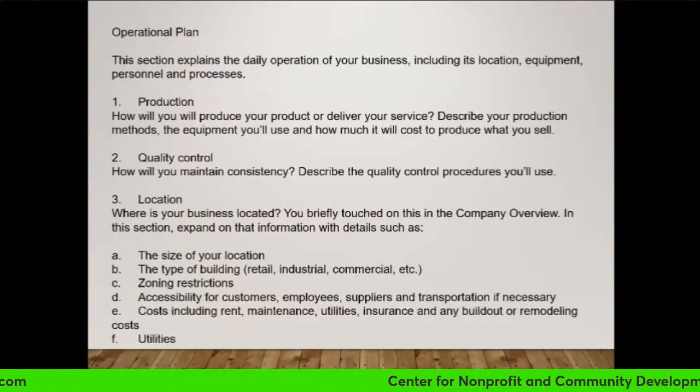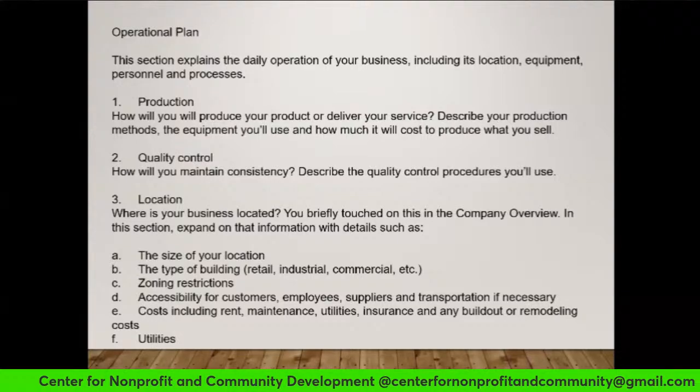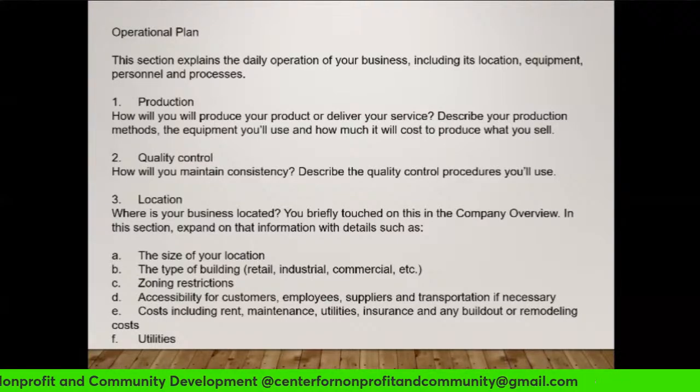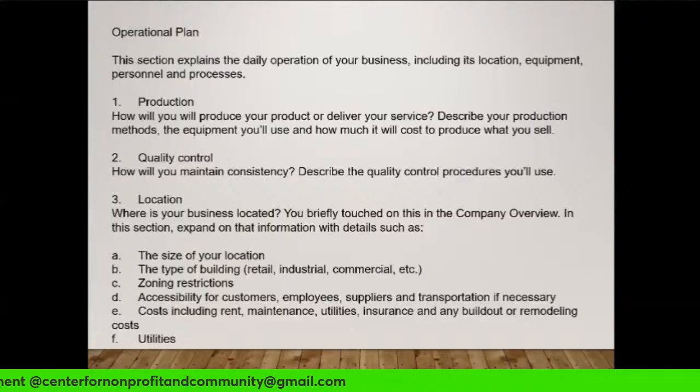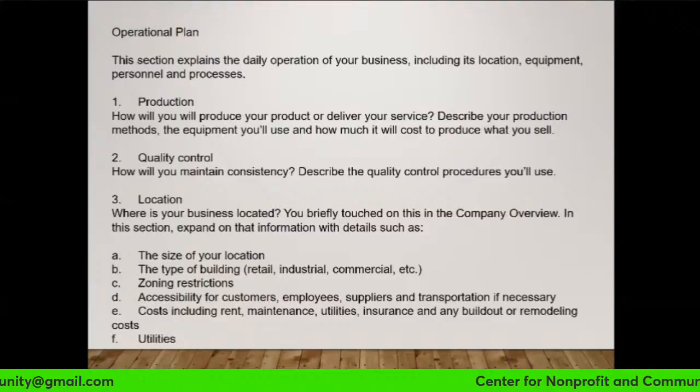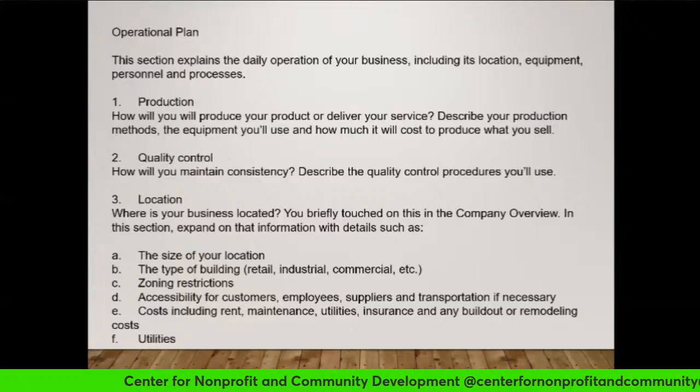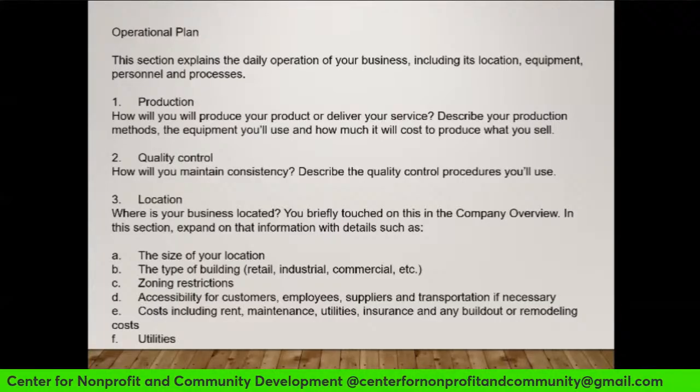Then, secondly, your quality control. How will you maintain consistency? Describe the quality control procedures you use. And then, location. Where is your business going to be located? What type of location is it going to be? What type of business? What's the zoning issue, etc., as well as what are the utilities that you have to pay.